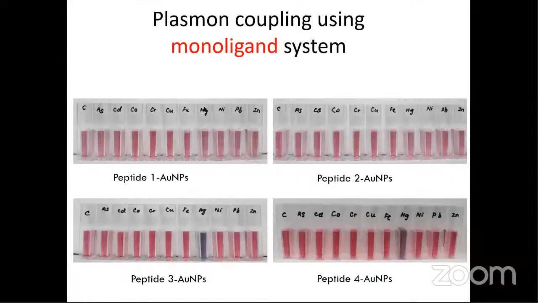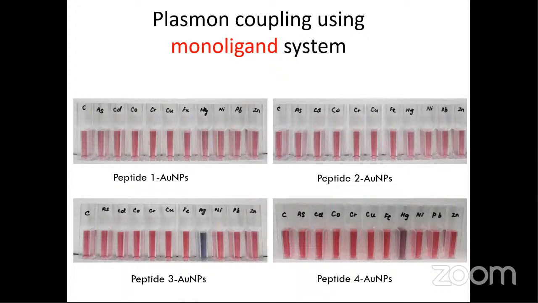So we made 4 ligands, as you can see here, 4 peptide ligands, and we immobilized them onto gold nanoparticles, and we want to see which ligand can specifically capture mercury 2 ion. So in this picture, you can see peptide 3 and 4 can specifically capture mercury ion and do not capture other metal ions. So this is a monoligand system, where we only use one ligand on the nanoparticle.